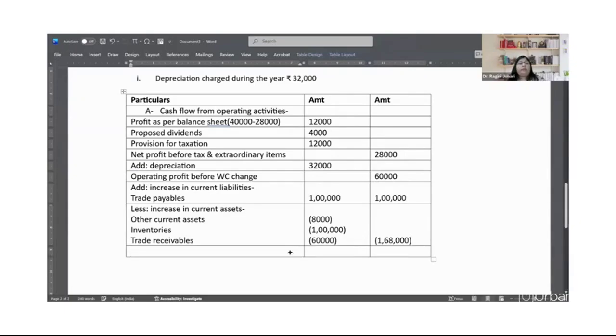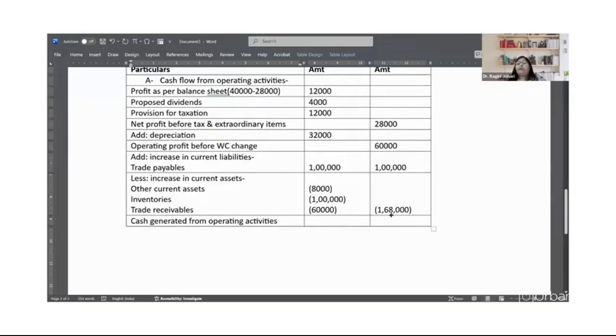Now added up all these together, what do we get? We get net cash generated from operating activities. Let's find out how much cash has been generated from operating activities. See, 1 lakh minus 1 lakh 68,000, that becomes 68,000 in negative, plus 60,000. So again, there is this 8,000 in negative. This is the cash generated from operating activities.